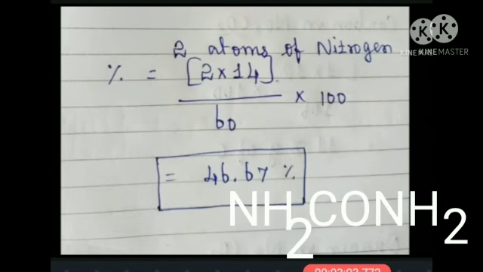Now we are going to find only the percentage composition of nitrogen. So here you see, how many nitrogen? There are 2 nitrogen. So 2 into 14.